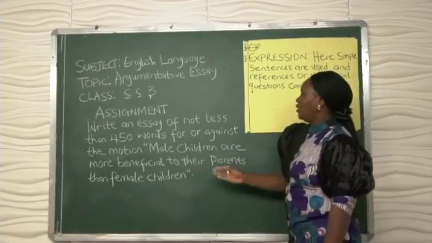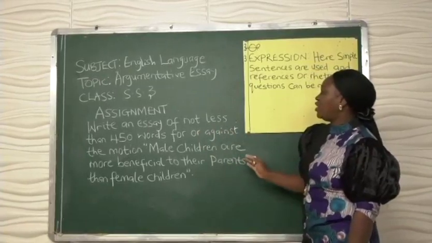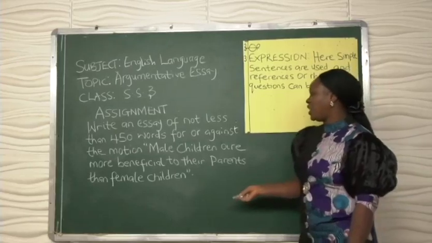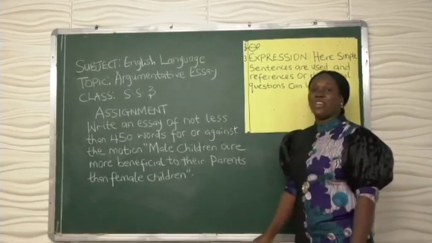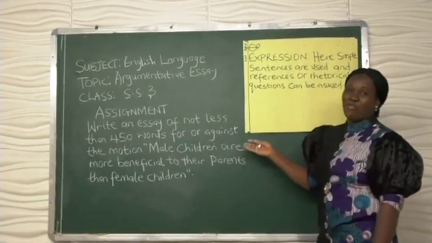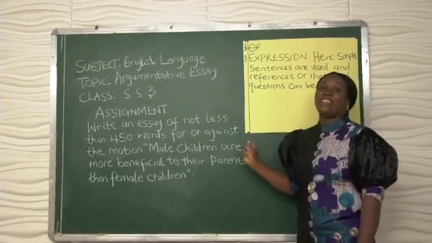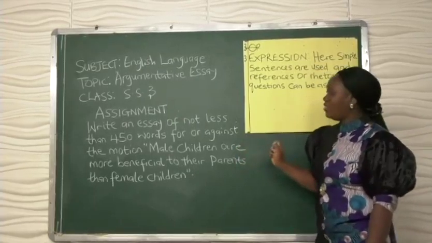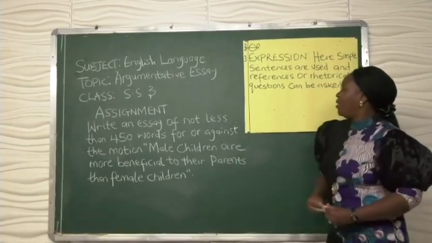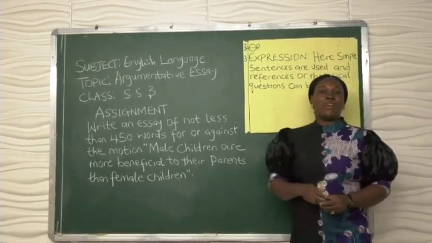Okay, students, before we end, this is your assignment for today. Write an essay of not less than 450 words for or against the motion: male children are more beneficial to their parents than female children. Remember what we have said. Do not be unnecessarily influenced by your gender. Choose any one that you know you will give us at least 3 good, well-developed points.